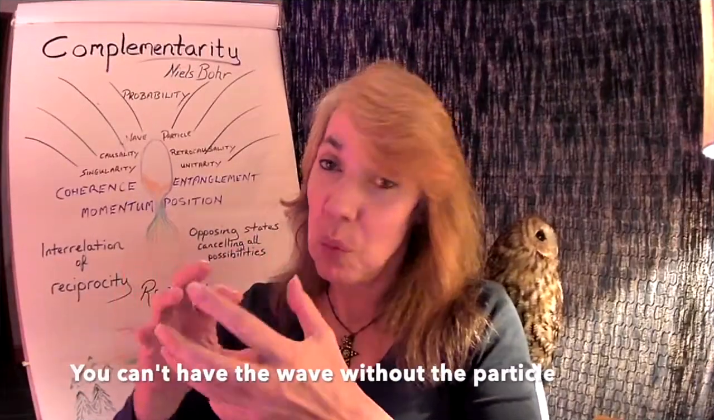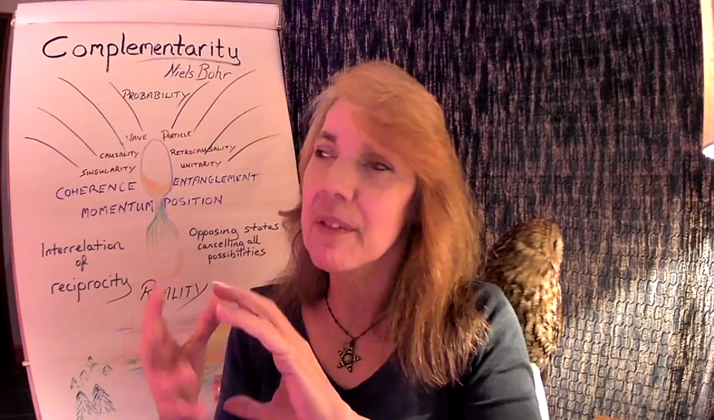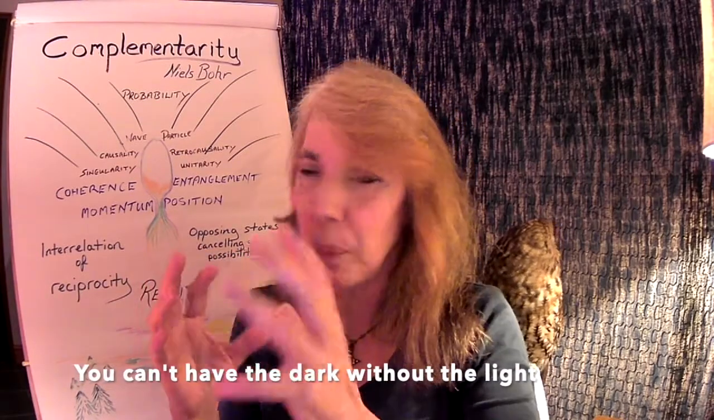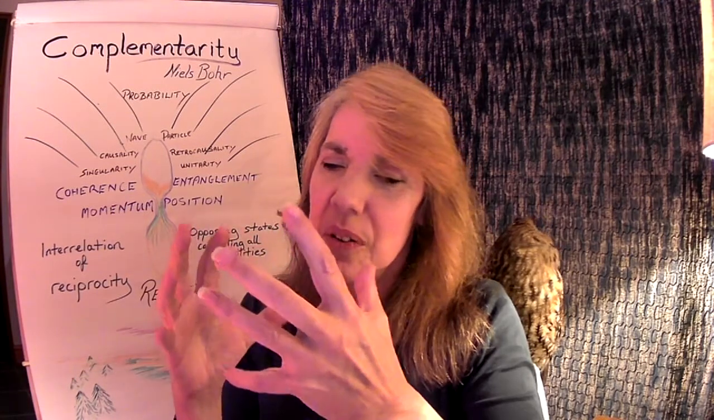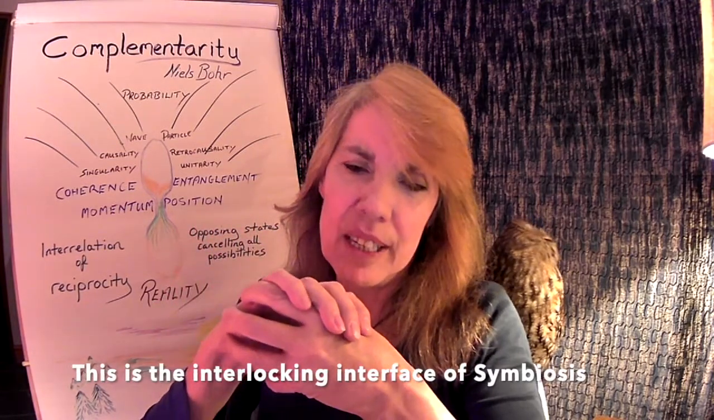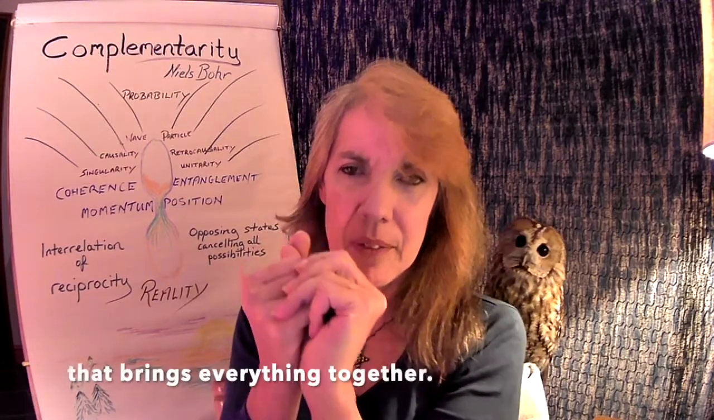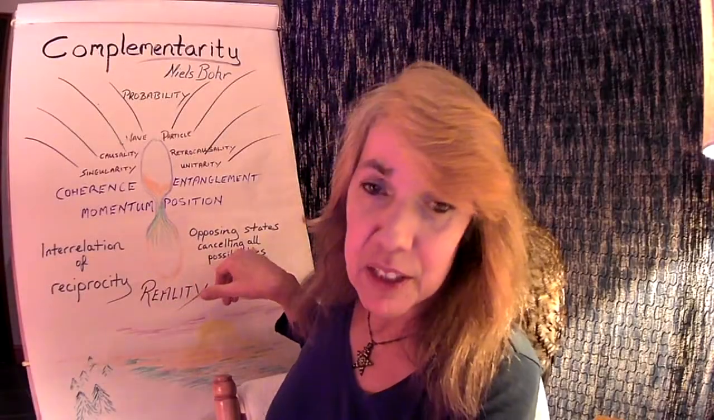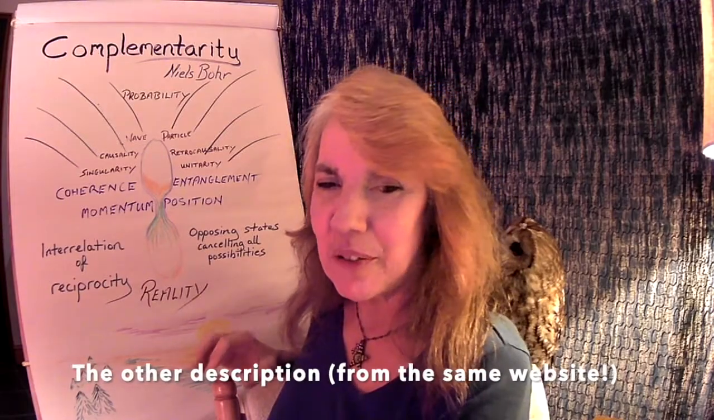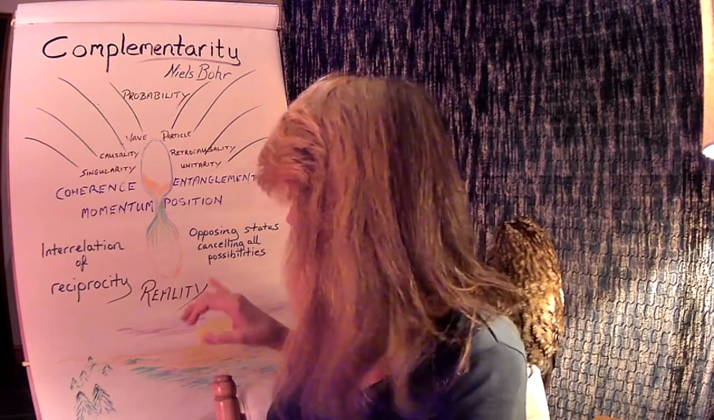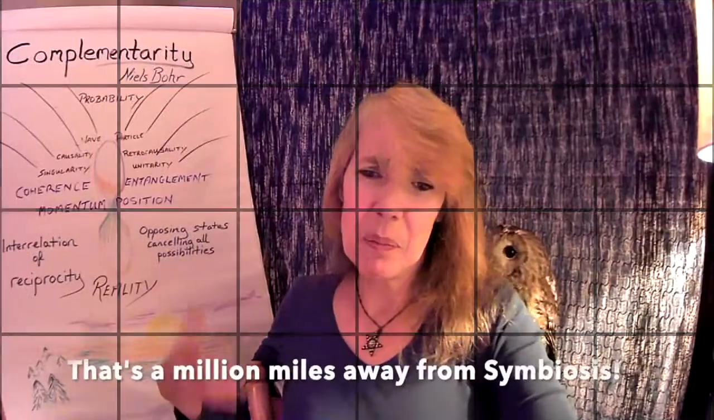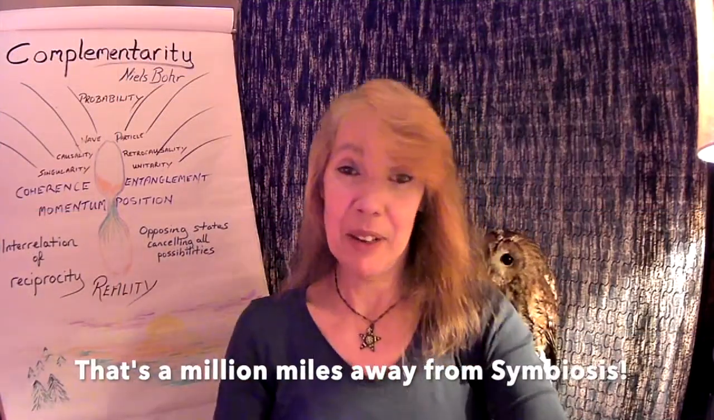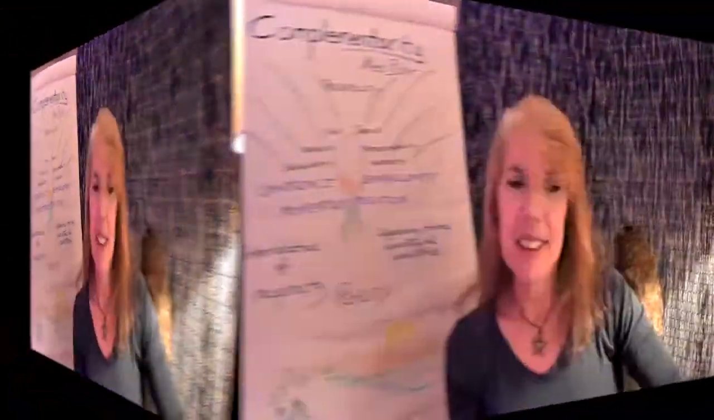You can't have the wave without the particle. You can't have dark without the light. You can't have positive without the negative, and so on. So this is the interlock, the interface of symbiosis that brings everything together. The other description I found on the same dictionary website, which was quite amusing: opposing states cancelling all possibilities. So that's a million miles away from symbiosis. That's like the juxtaposition of how far away can you get.